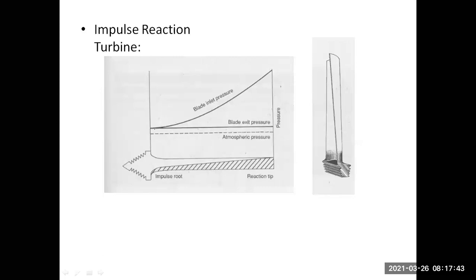Understood? As I told you, impulse does not convert the pressure energy into kinetic energy. It just changes the speed. Hence, the exit pressure at the beginning is the same, and then the reaction turbine starts. Clear, beta? The atmospheric pressure is shown, so you can clearly see that the blade exit pressure is a little bit more than the atmospheric pressure. Now look at this. Whenever we look at the turbine blade, the shape is like this. Okay, disc. This is called the fir tree.